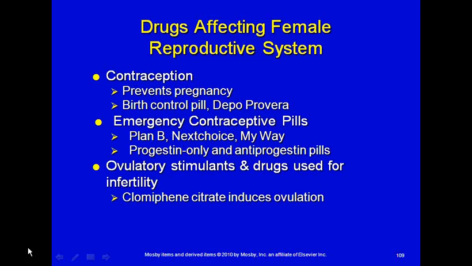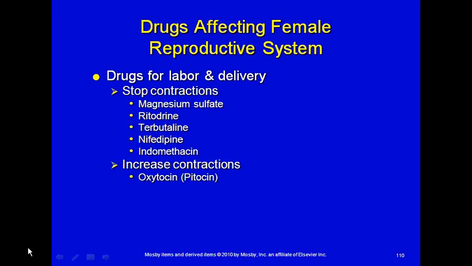And we have ovary stimulants and drugs used for infertility, and clomiphene citrate induces ovulation and increases the chance of fertilization. There are drugs out there that are used for labor and delivery, drugs to stop contractions as well as drugs to increase contractions. And some of the more common drugs to stop contractions include magnesium sulfate.